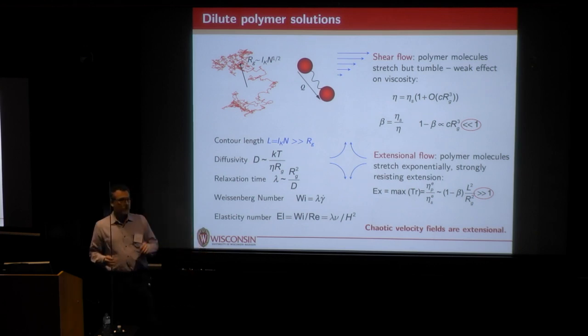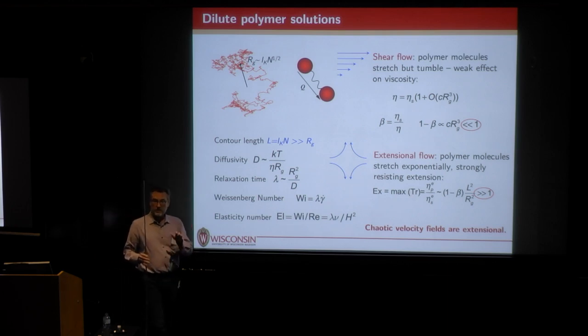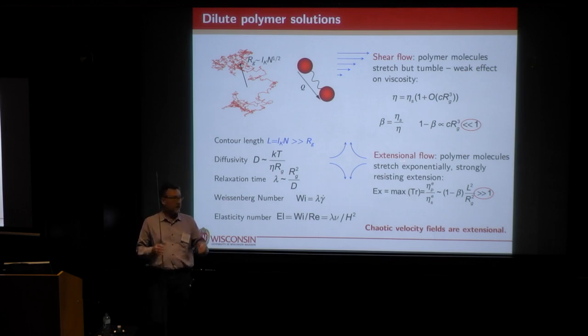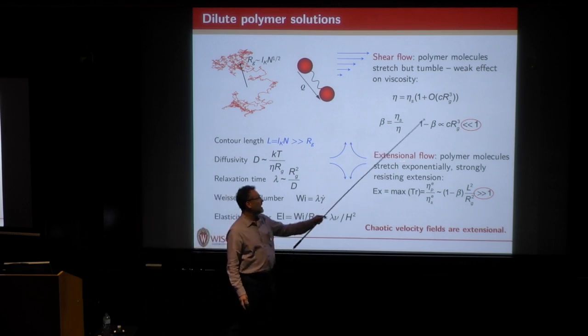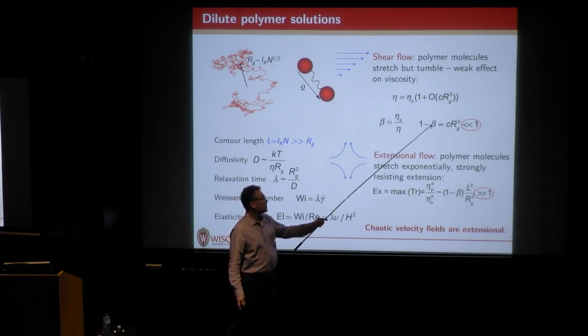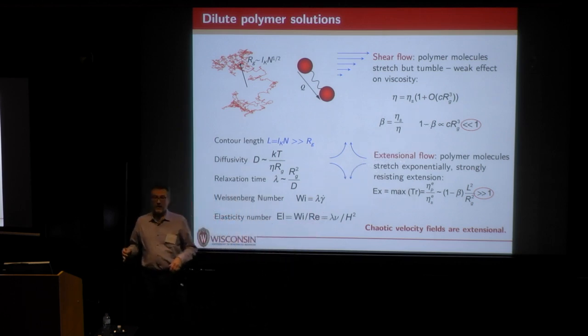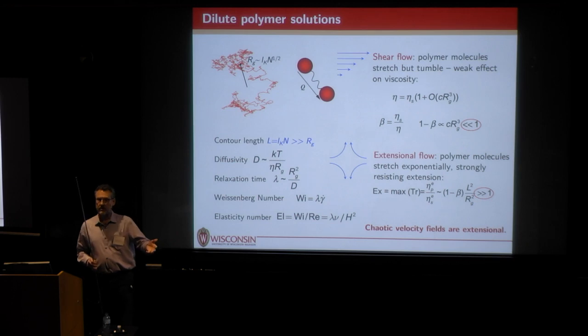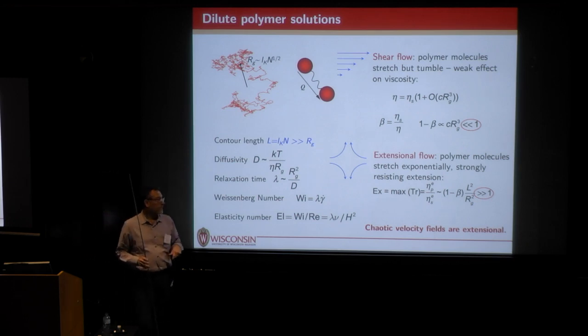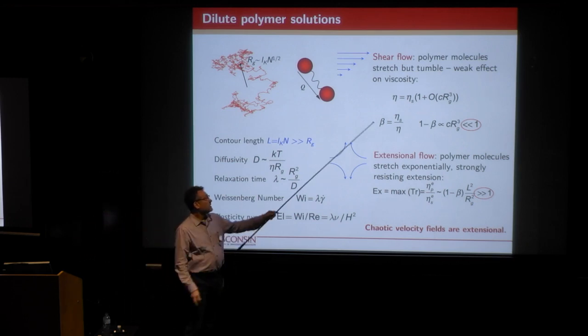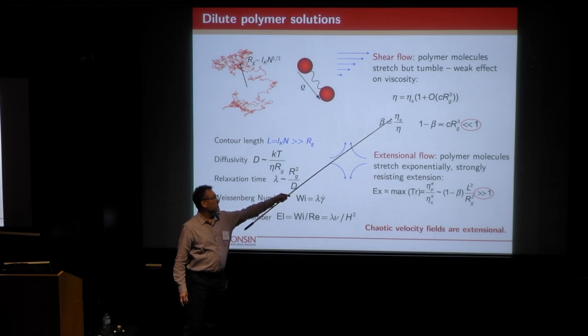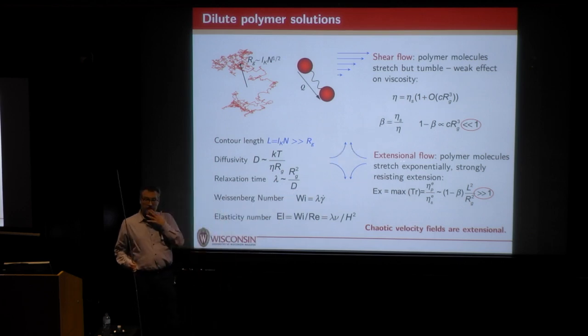The situation of interest for drag reduction is the case where the polymer concentration is low enough that you don't change the shear viscosity very much. In our case, for this parameter beta, 1 minus beta will be proportional to the concentration. So 1 minus beta will be close to 0 for a dilute solution. Beta is just the viscosity of the solvent divided by the total viscosity.